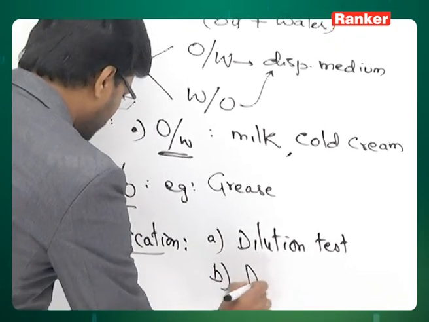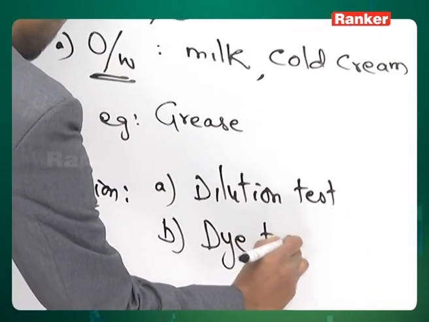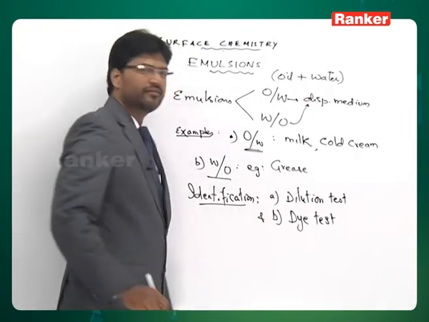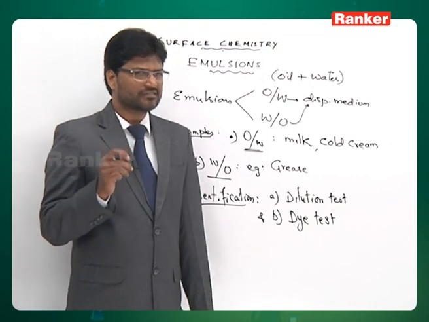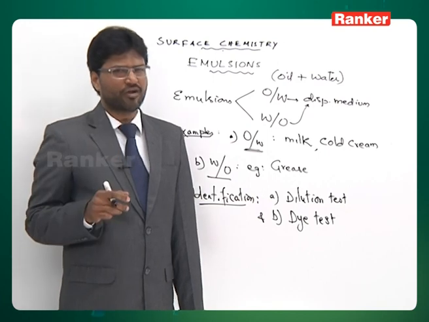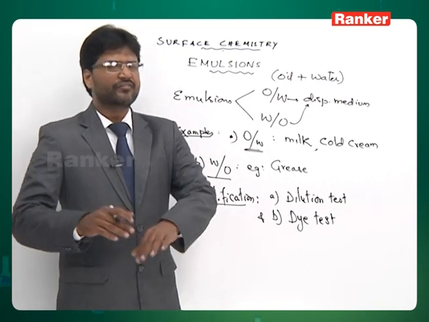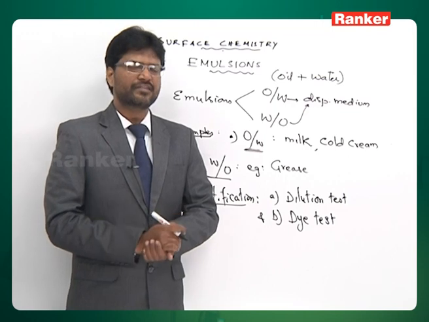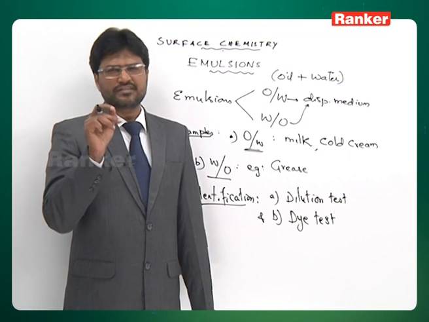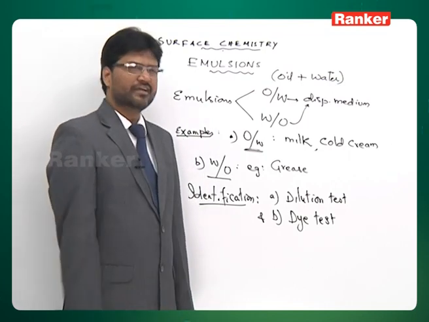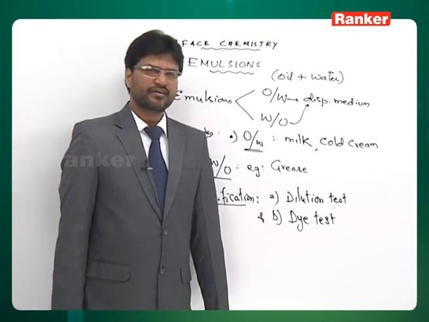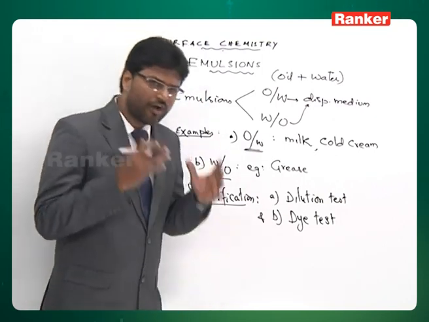Another test is called the dye test. Here we make use of some oil soluble dye. If you add a drop of oil soluble dye to an emulsion, and the entire background becomes colored, then you can say that oil is the dispersion medium. If you get discrete colored particles, then you can say oil is the disperse phase. So, these are the two tests for emulsions to know whether it is an oil in water emulsion or water in oil emulsion.